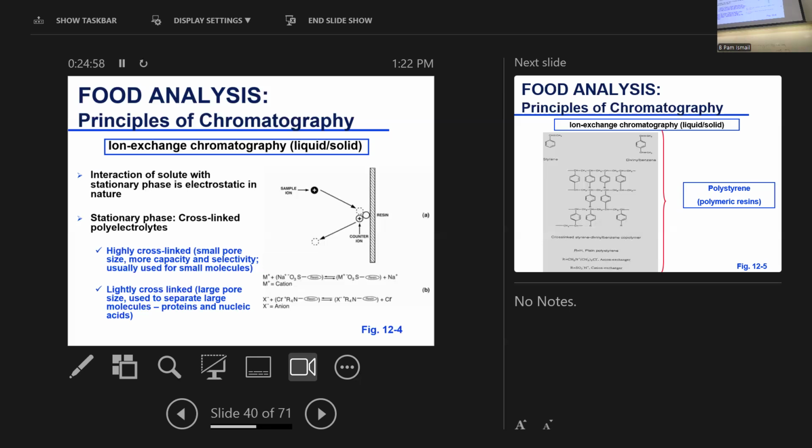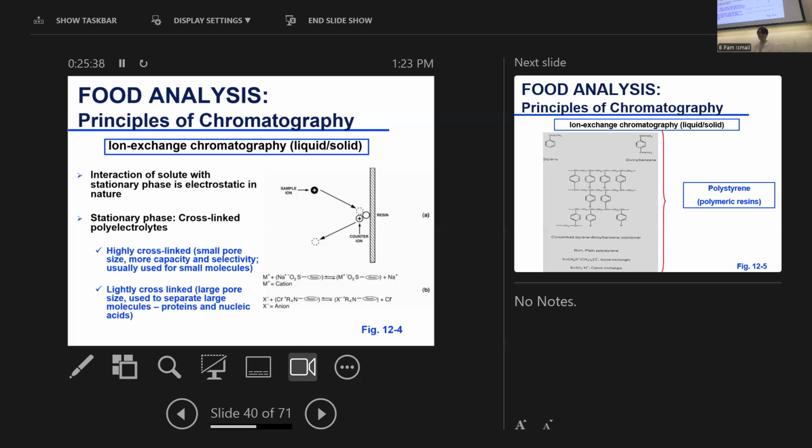All right. So in order for these kinds of ions, positive or negative, let's talk about the positive, okay? If I want to separate positive ions or molecules that carry positive charge, my stationary phase in a column should carry what charge? Negative charge. Yes. Negative.